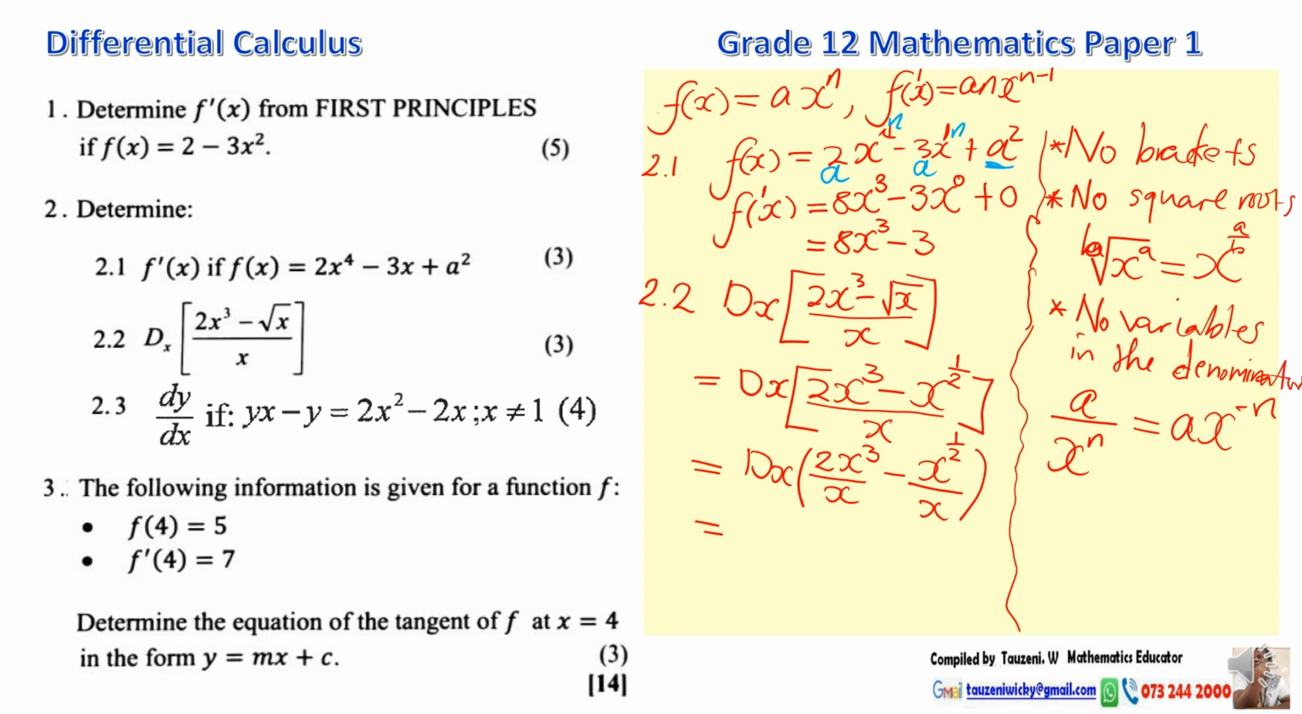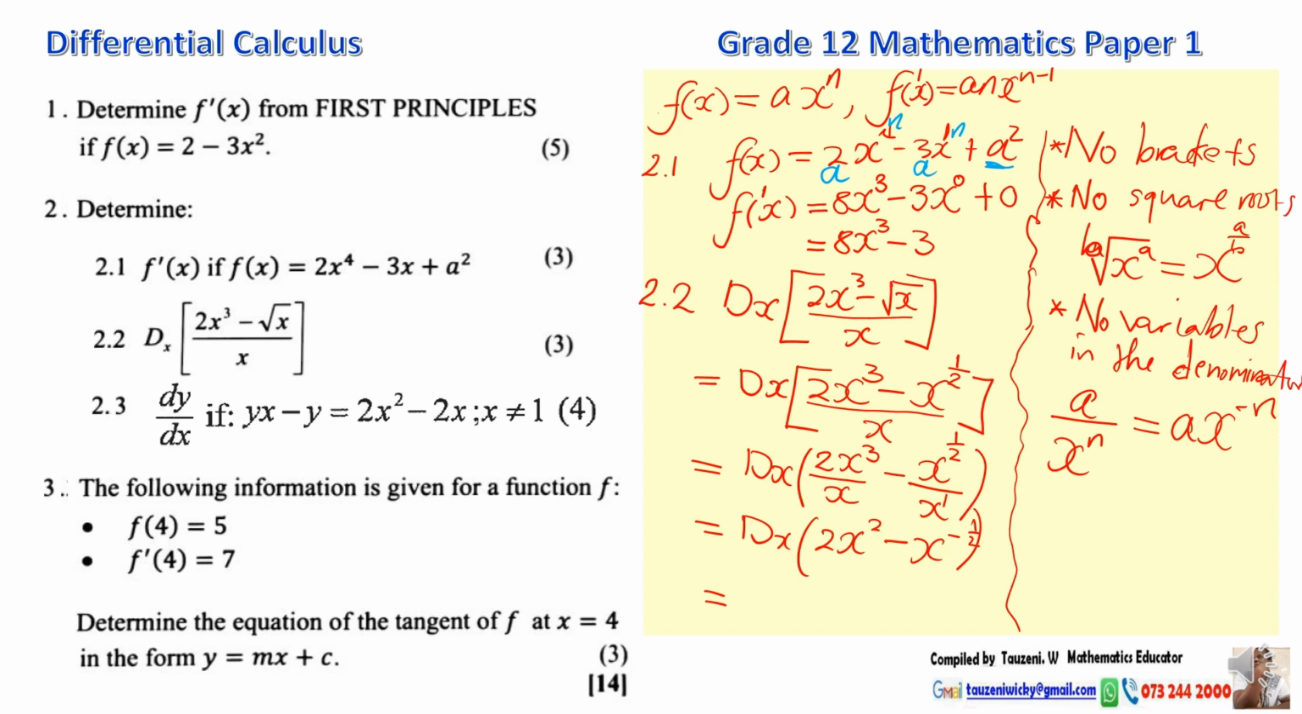Then we simplify the expression. 2x cubed divided by x will equal 2x to the power of 2. Then x to the power half divided by x will give us x to the power of negative 1 over 2. Remember, when you divide the same bases, you subtract the exponents. So the bottom one is exponent 1. Half minus 1 gives us negative half.